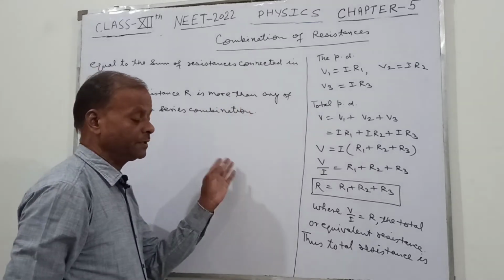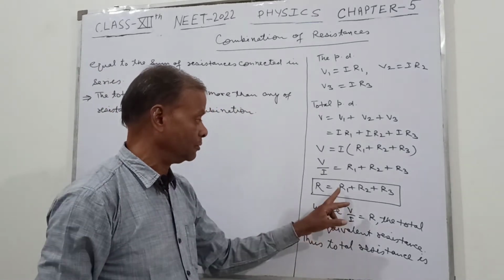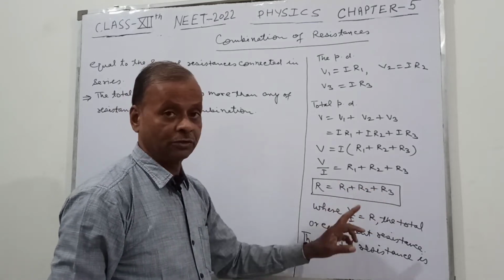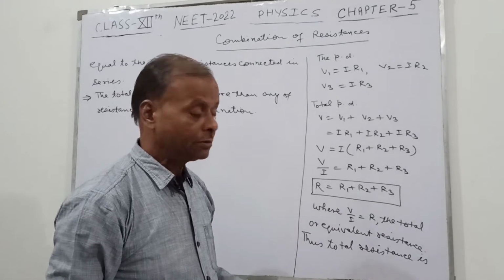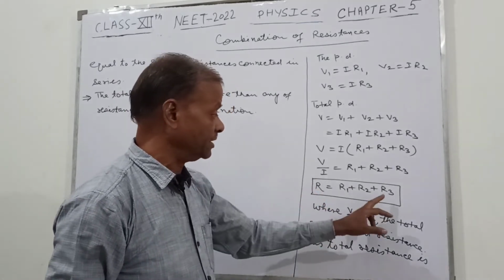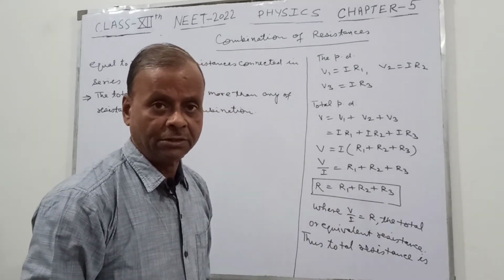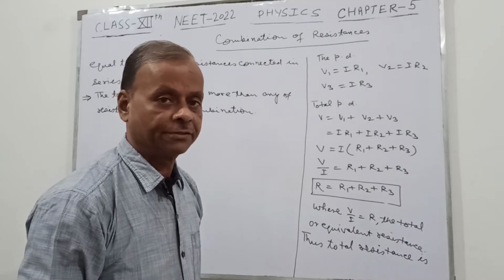यानी इनमें से किसी भी रेजिस्टेंस से ज्यादा है. Suppose now this is 1 ohm, 2 ohm, 3 ohm, then this is 6 ohm. 3 ohm is the maximum one, so this R is more than the maximum resistance connected in the series.